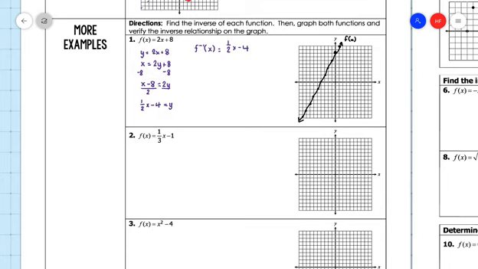So my y-intercept is at -4, and my slope is 1/2, so up 1, over 2. And there you can also see the reflection that's occurring across that y equals x line.